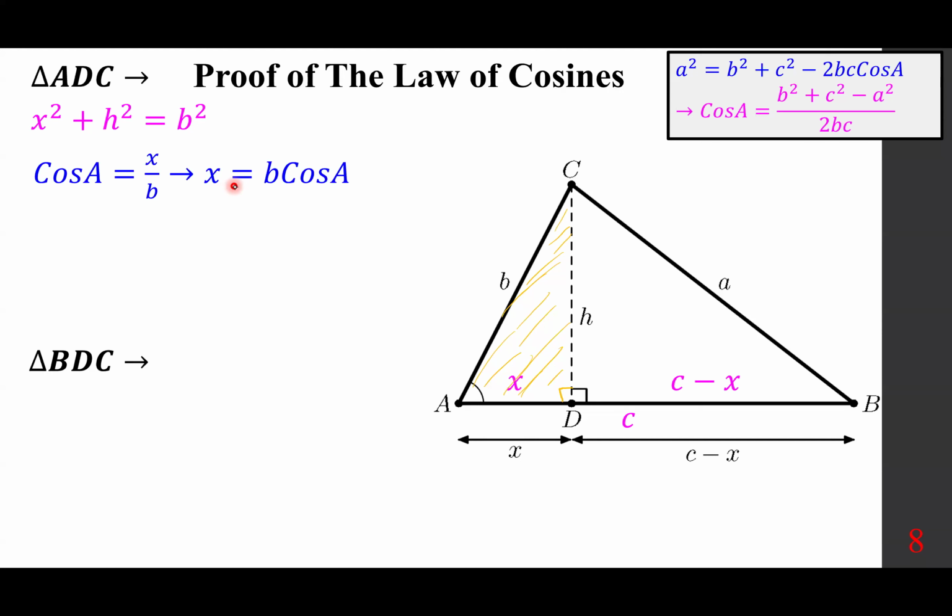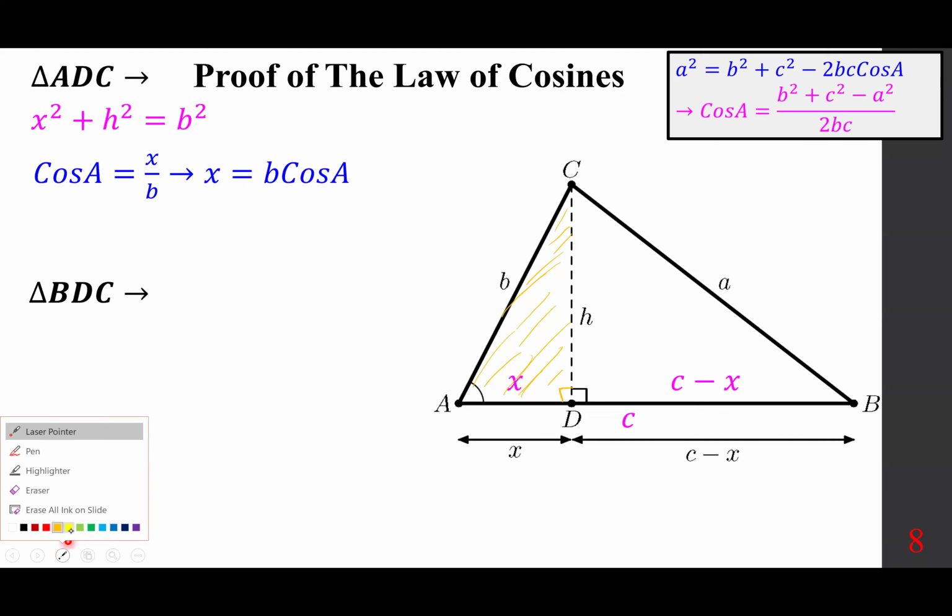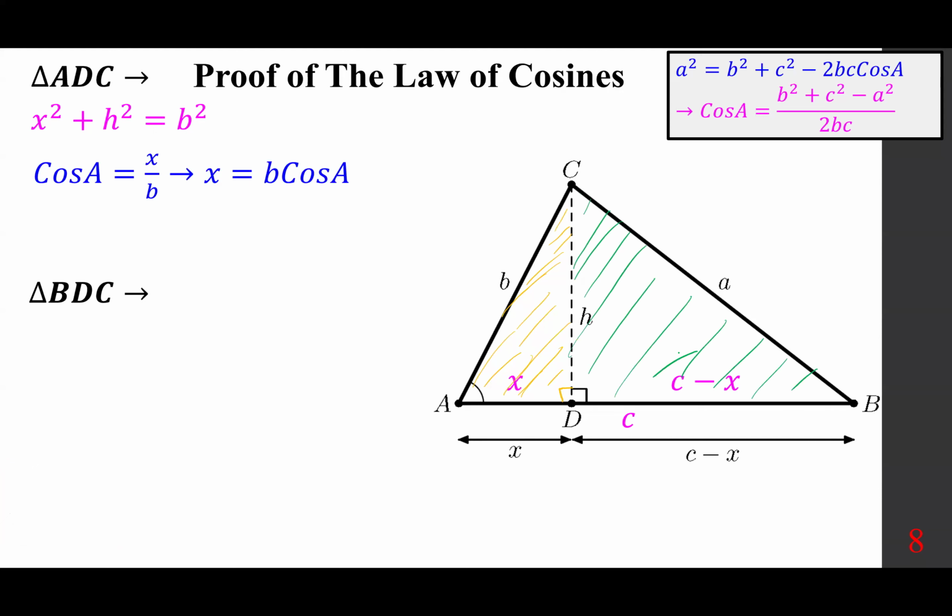Now let's go to BDC, the other triangle. Let me shade it with a different color. Now we are looking at the green one. And Pythagorean theorem says this one plus this one squared is this one. So what is this? C minus x squared. What is this? H squared. What is this? A squared. So c minus x squared plus h squared is a squared.